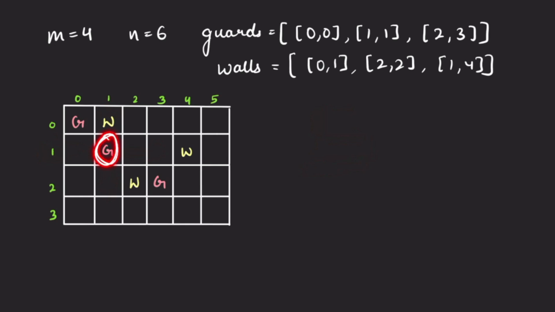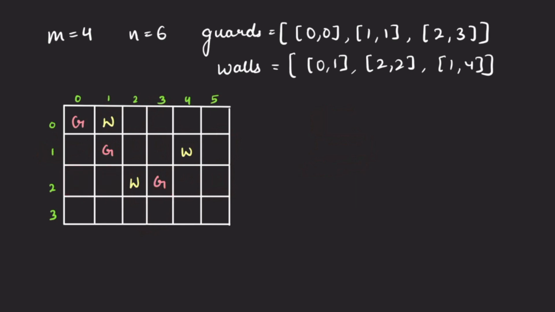So if you see for this particular guard, I said it can see the cells on its right unless obstructed by another guard or a wall, right? So it can see this cell, it can see this cell, but here now it is obstructed by a wall. So this particular guard cannot see this cell. Similarly, this guard can see this cell, it can see this cell also, then this cell also, but towards the left, since it is obstructed by a wall, this guard cannot see these cells, right?